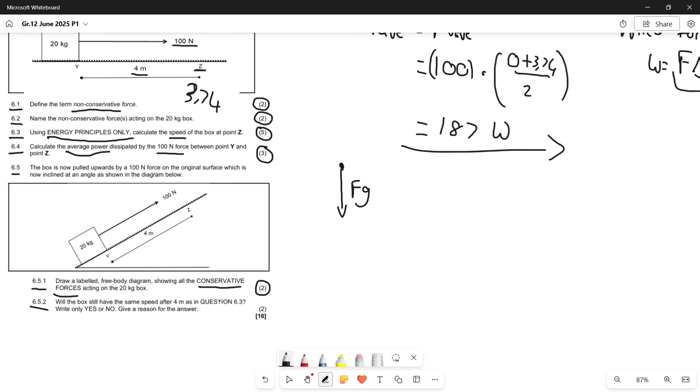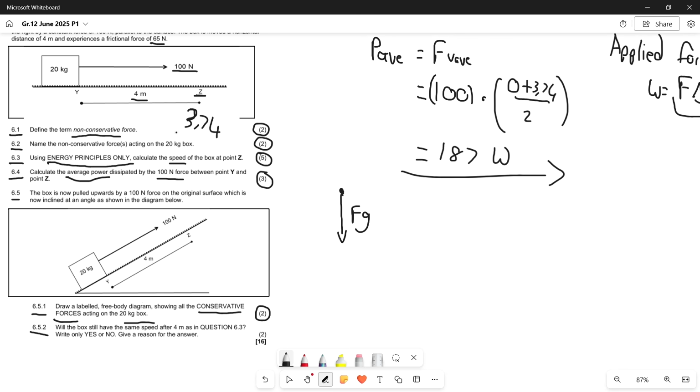And then last question, 6.5.2, will the box still have the same speed after 4 meters as in question 6.3? Will it still have the 3.74 meters per second to the -1 at point Z after 4 meters on the slope, or will it be different now that it is on a slope? Write only yes or no, give a reason for the answer.